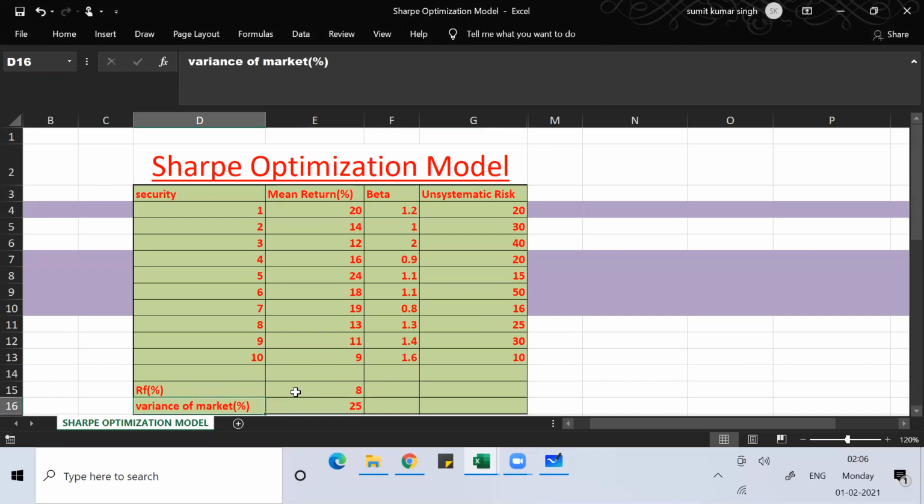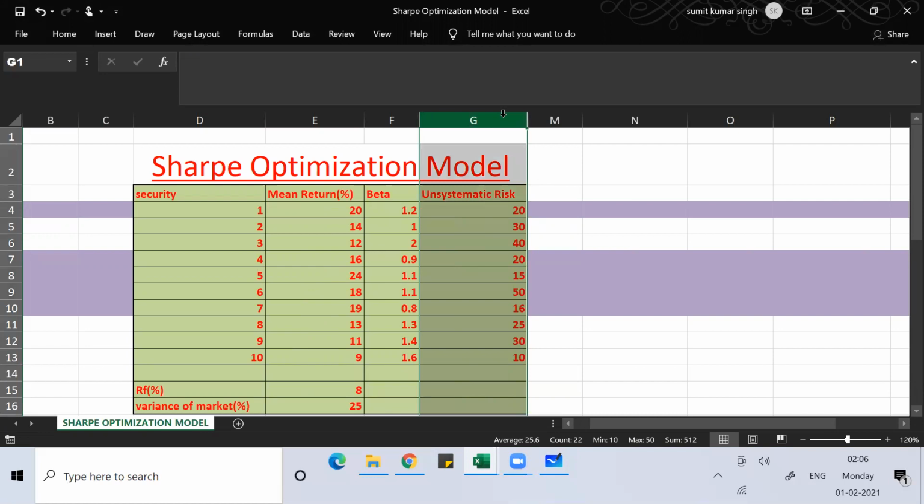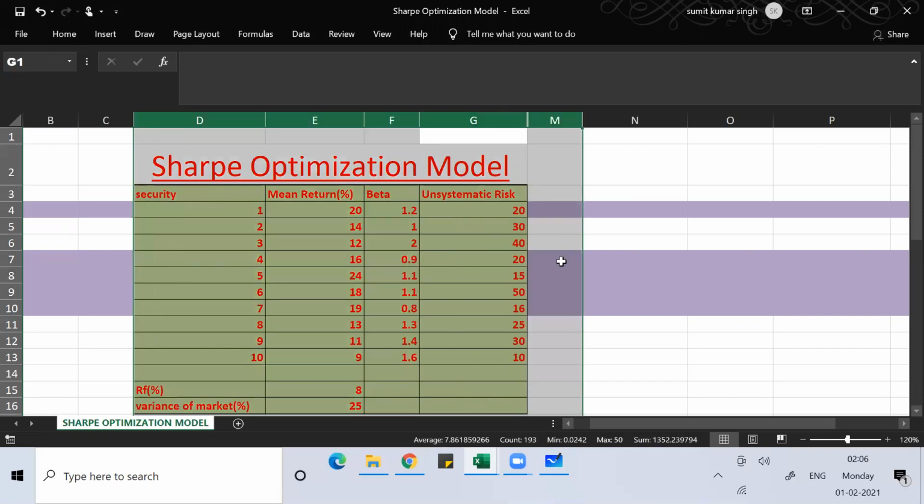Okay, so what is the first thing you have to determine? The first thing you have to determine is the excess return. So how to determine the excess return? To get the excess return, you subtract the RF, the risk-free rate of return, from the mean return. If you subtract the risk-free rate of return from the mean return, you will get the excess return on the stock.